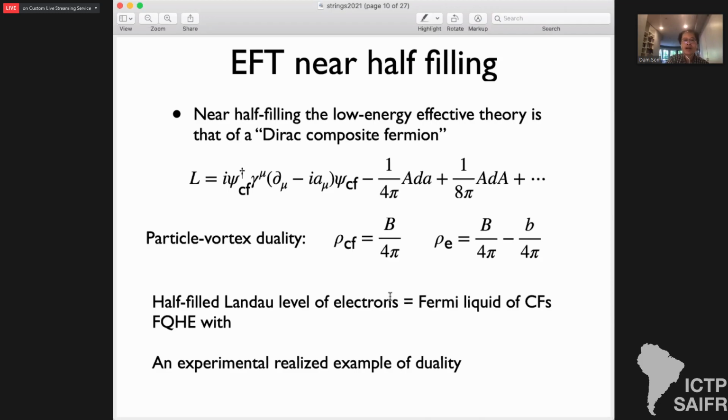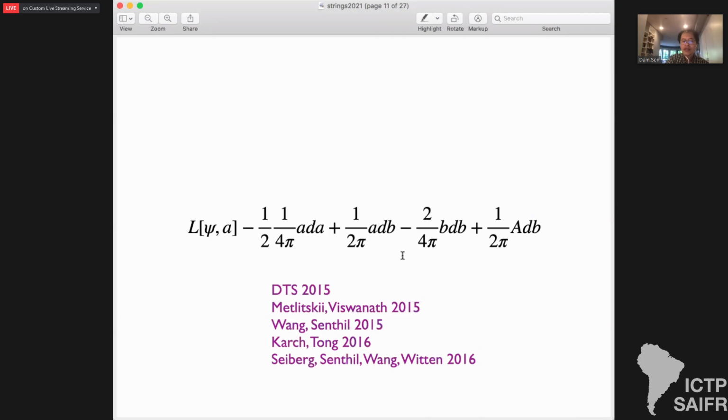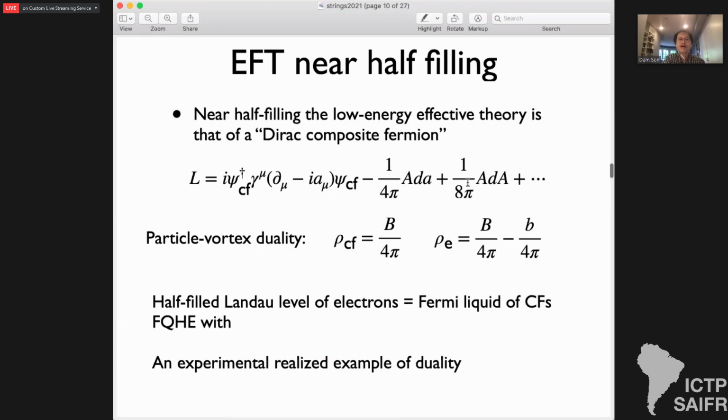So there is much previous work that has been written on these topics, which I'm not going to go through in all the fine detail, in particular how one can make sense of the fractional quantization of the Chern-Simons coefficient here.